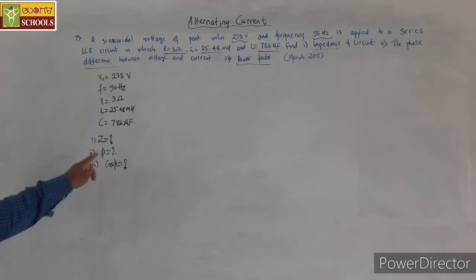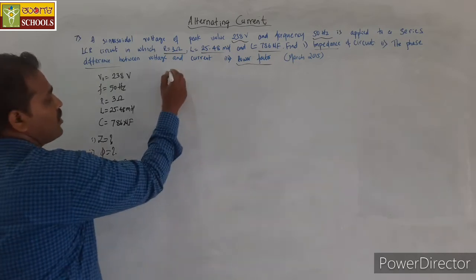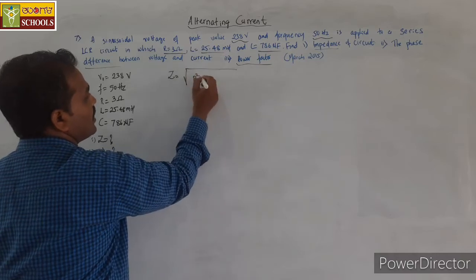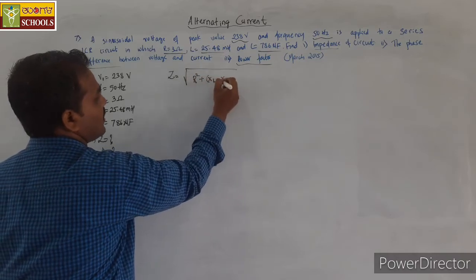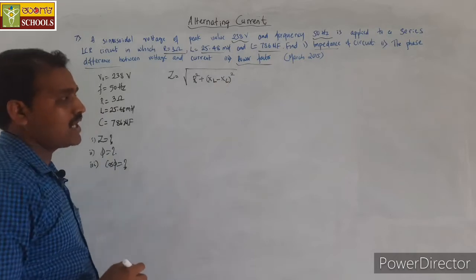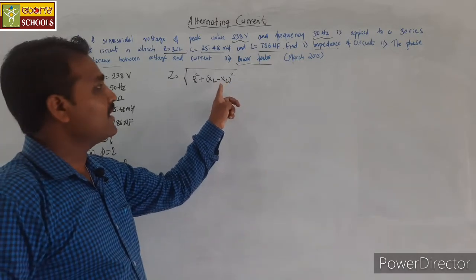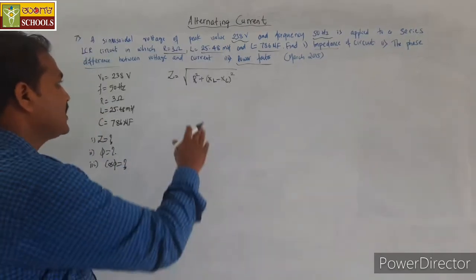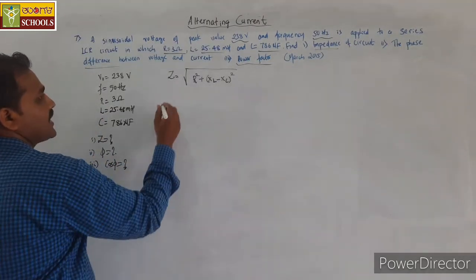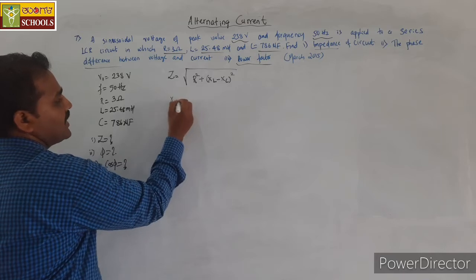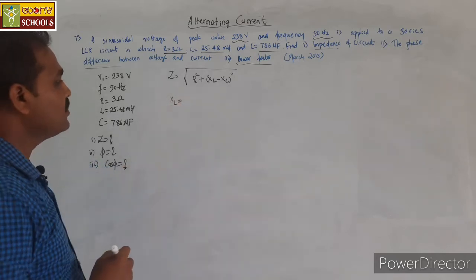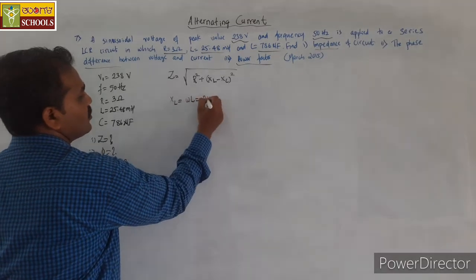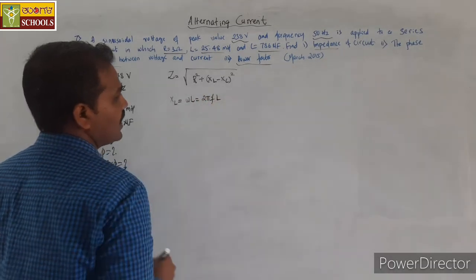To find the value of Z, we have the equation Z is equal to square root of R square plus XL minus XC whole square. I am assuming XL is greater than XC, otherwise I will take it as XC minus XL. For that, first we shall find out the values of XL and XC. XL, that is the inductive reactance, is equal to omega into L, that is equal to 2 pi f into L.